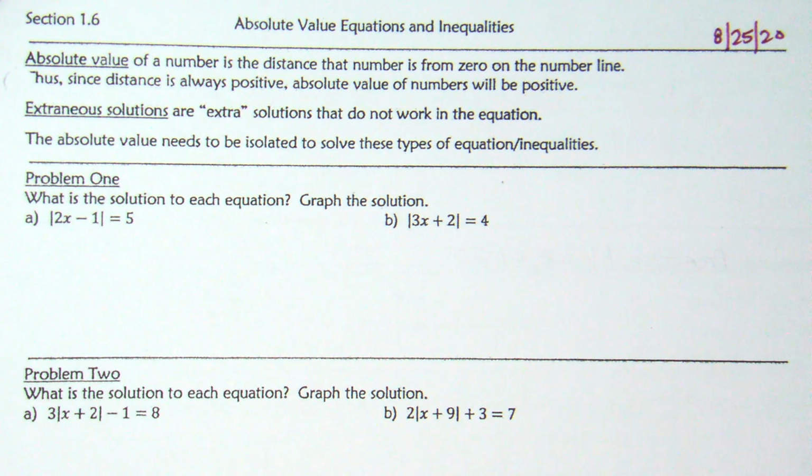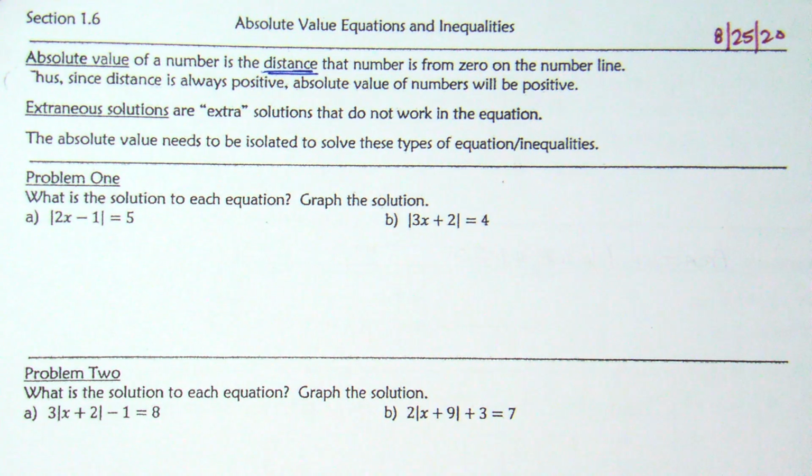Now if we think definition-wise, absolute value of a number is the distance. Do you remember this definition? The distance from the number to 0 on the number line. That's the definition of absolute value. And that's the reason that absolute value is usually positive, because distance can't be negative. Doesn't matter if you're going left, right, forwards, backwards, distance can't be negative. And so the absolute value of a number is the distance the number is from 0 on the number line. Thus, since distance is always positive, absolute value of numbers will be positive.